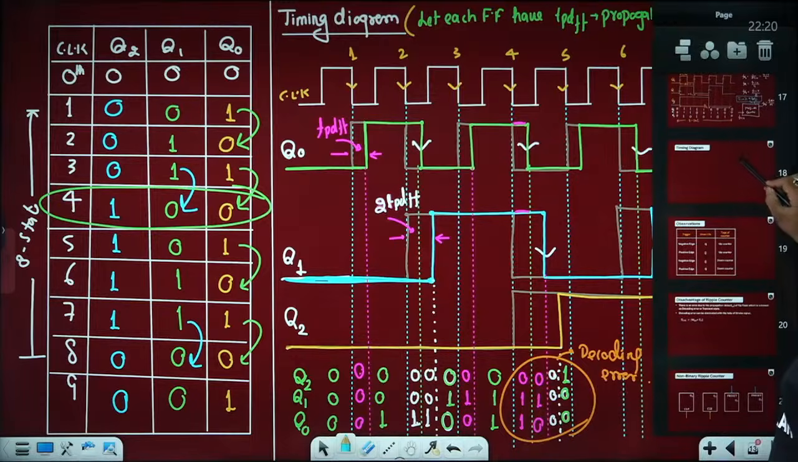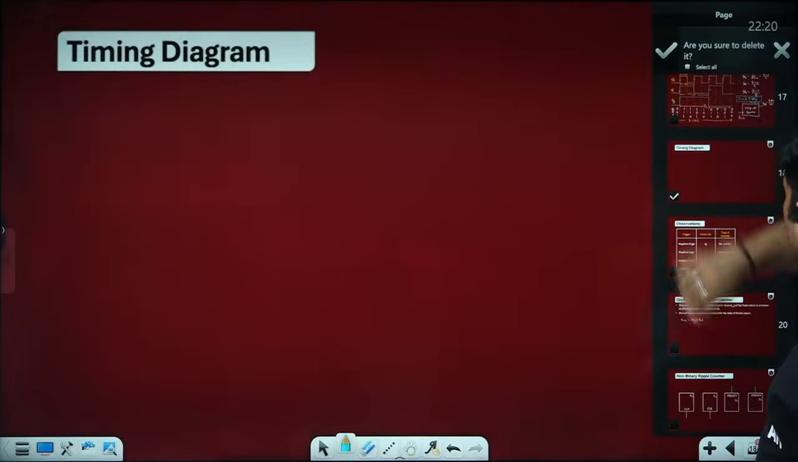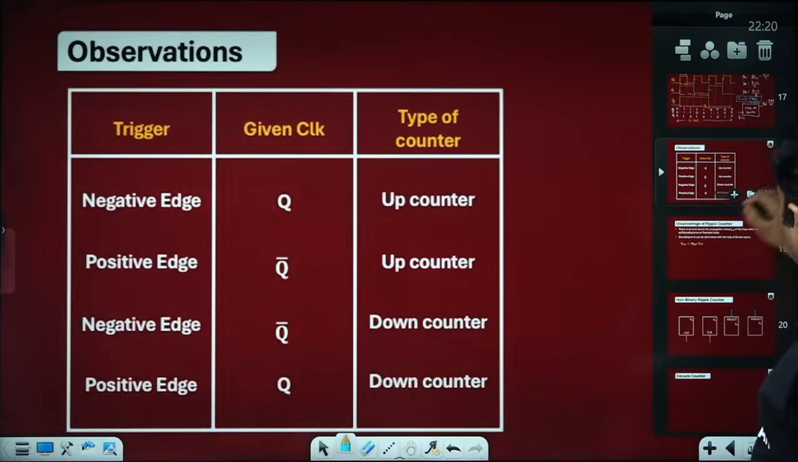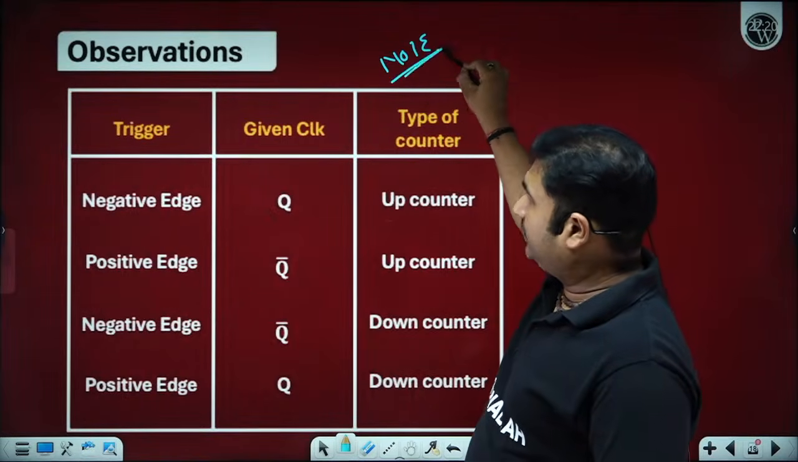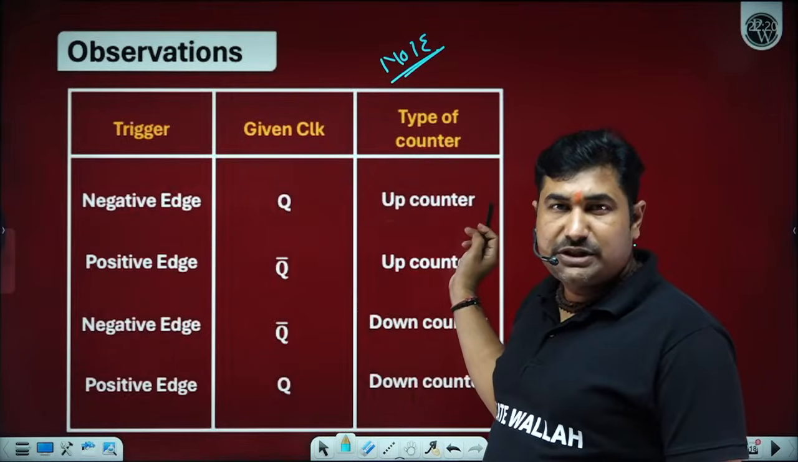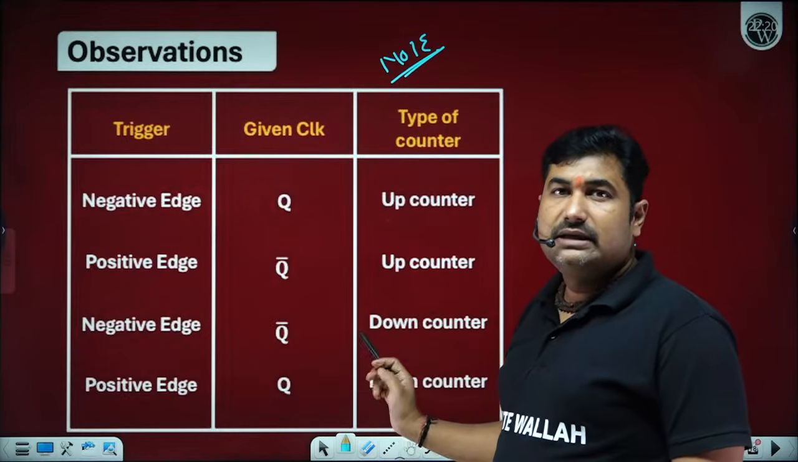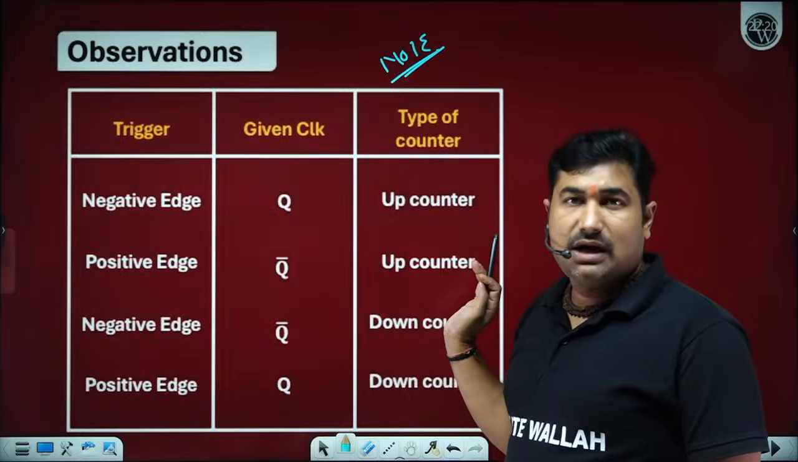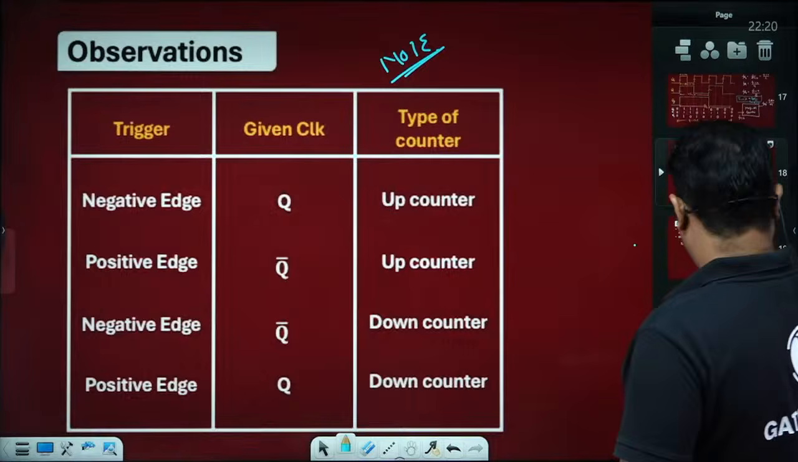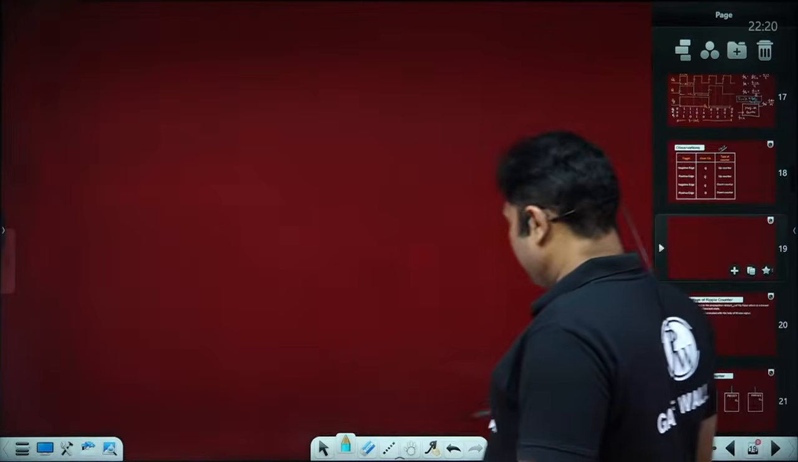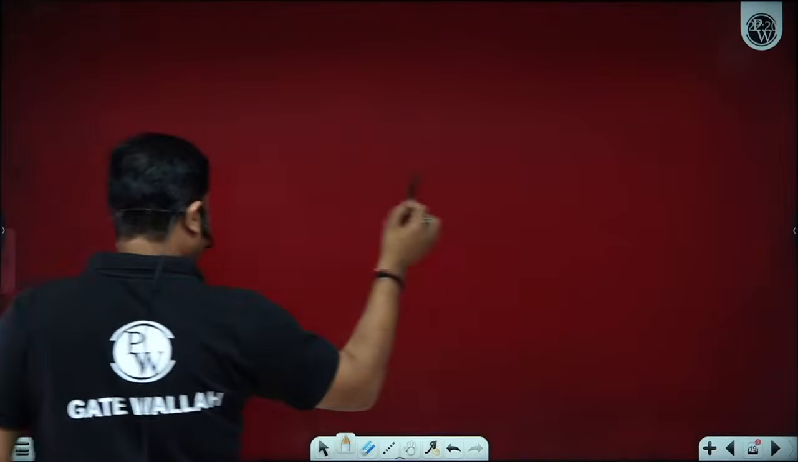One very important point: you can check with which output you connect the next clock, and then it is going to act as an up or a down counter. Is it okay? Great. Now I am giving you one question. Can you answer this question?